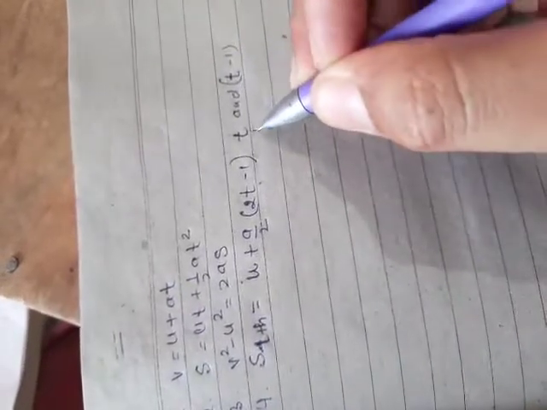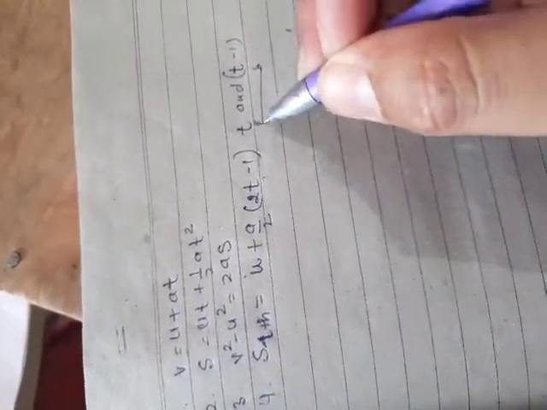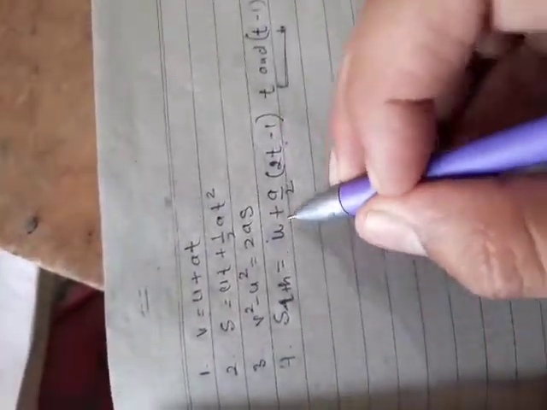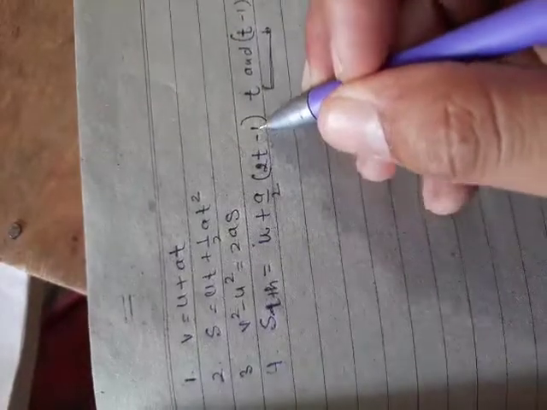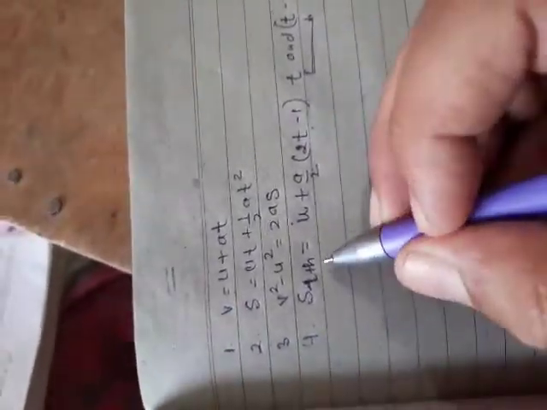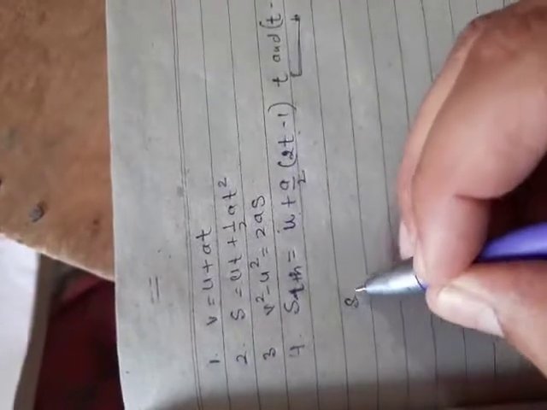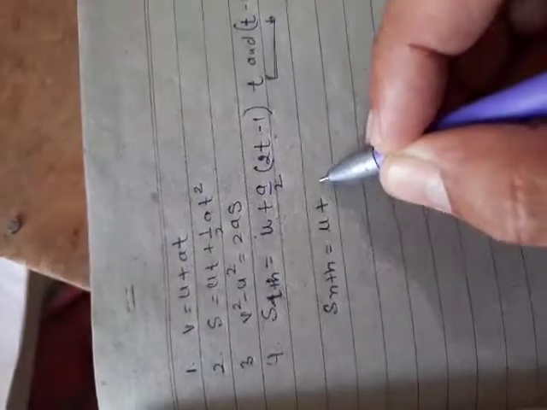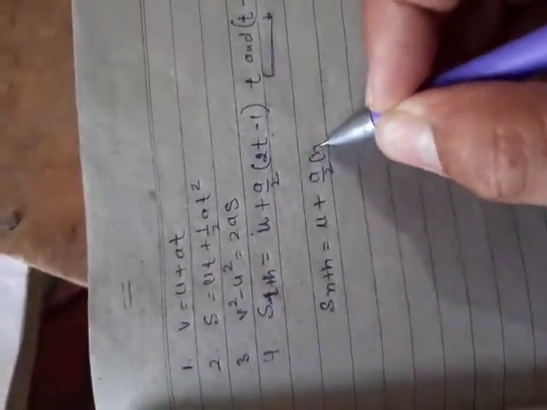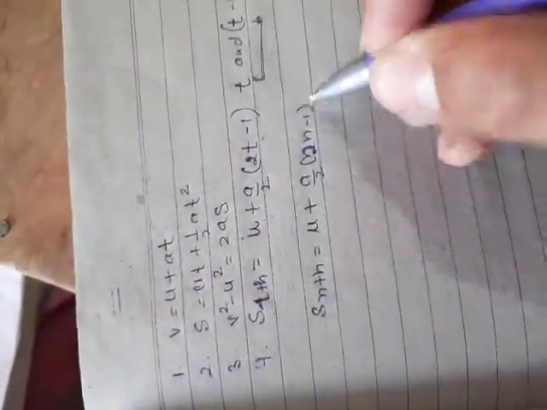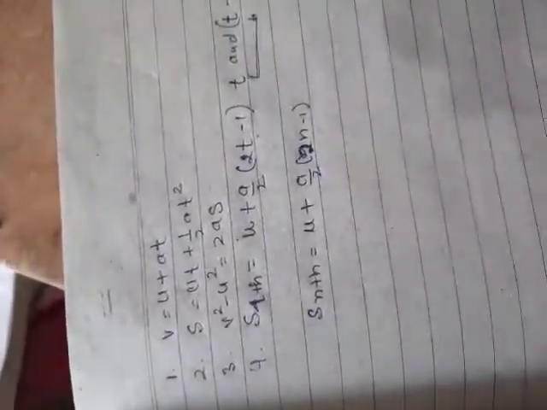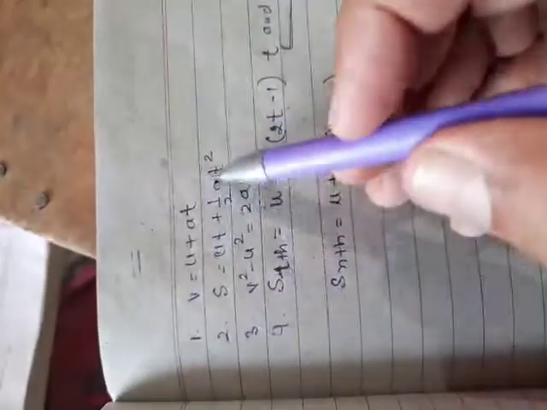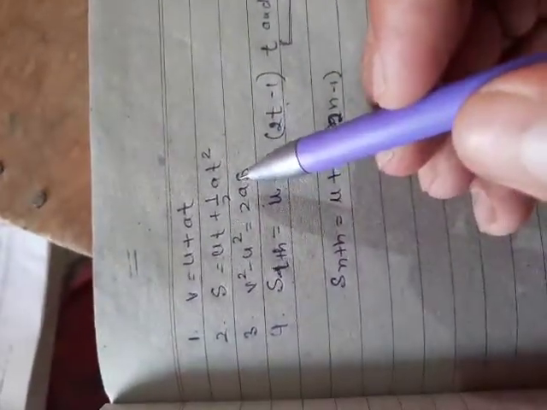If we want to find out the distance between these two intervals, we will use this equation, that is s tth is equal to u plus a by 2 into (2t minus 1). Okay, but simply we can replace this t by n also. Clear? So we can write this equation as u plus a by 2 into (2n minus 1). Clear? So we can use all these four equations in simple form. We are using here a, which means what? Acceleration due to gravity, right?